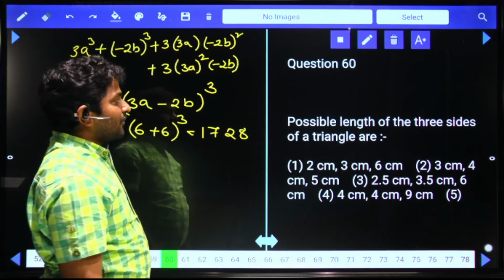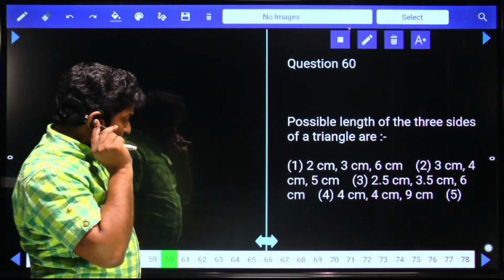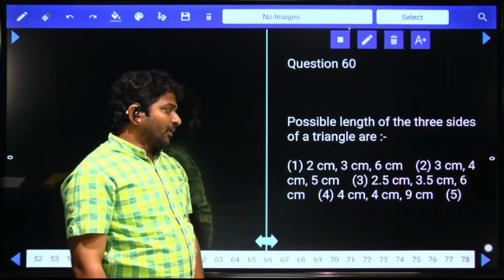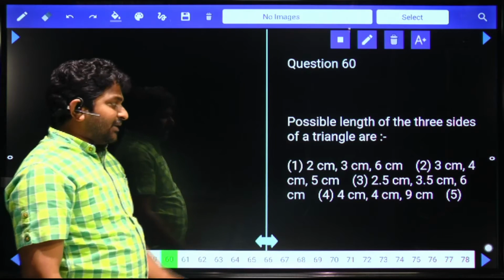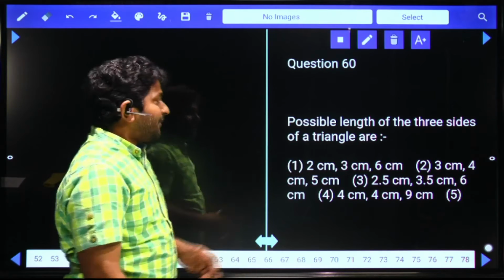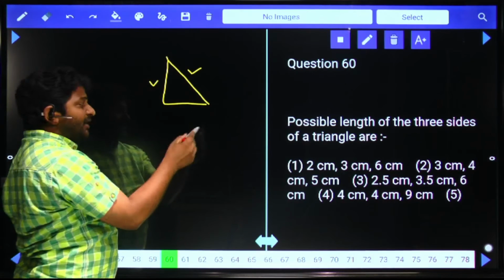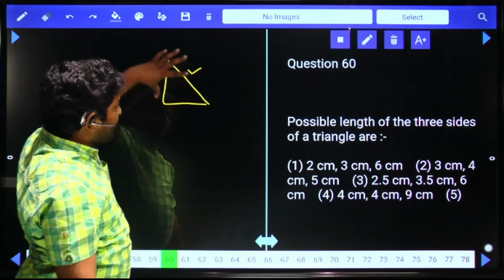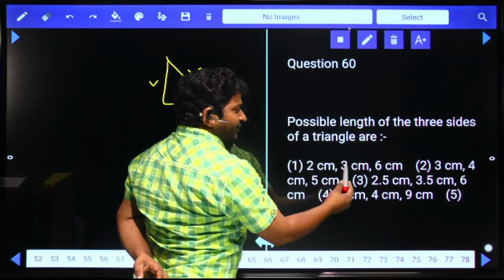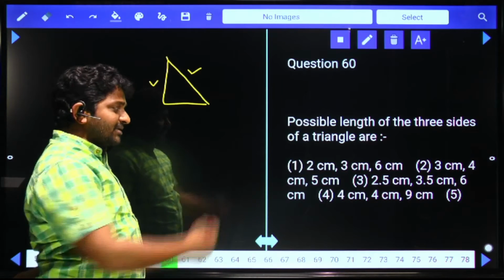Next. The possible lengths of three sides of a triangle are: out of the given options, if you look at the options, the sum of any two sides, the triangle property. There are two properties. For a triangle, there are three sides. The sum of any two sides should be more than the other one. The sum of these two is equal to 5. 5 should be more than the other side. But here we have 6. That cannot be your answer. First cannot be your answer.